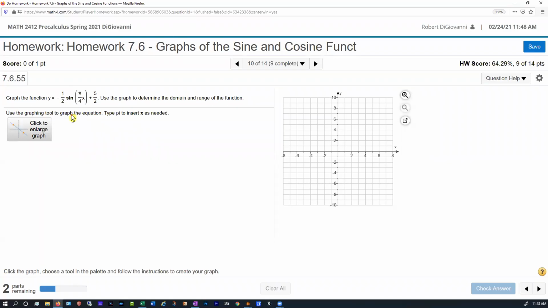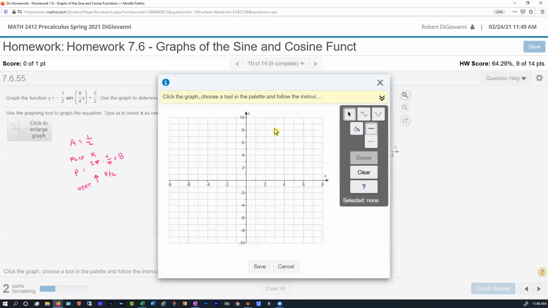Okay, on this one, let's do the work first. All right, so we have an amplitude of 1/2, but we are going to flip it over the x-axis because of the negative in front of the 1/2. The period, we're going to do 2 pi divided by pi over 4, which is the same as times 4 over pi. The pi's cancel and we just get 8. And then we have a vertical shift of up 5 over 2. That's because of the +5 halves here. Let's get that all in here.